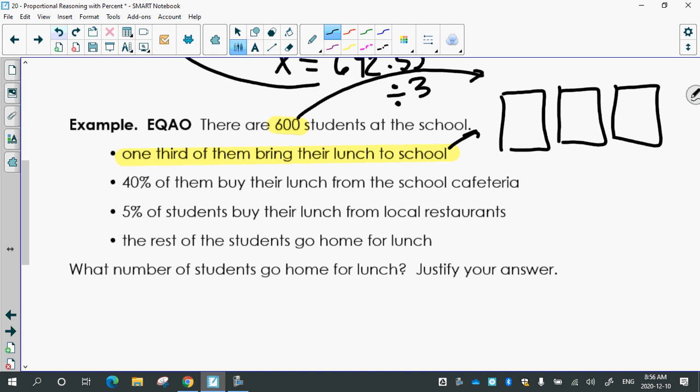So let's try it out. 600 divided by 3 is 200. So if I put 200 in each group, does that add up to 600? Does that make sense to everybody? Okay, so 1/3 of them bring their lunch to school. Is everybody good that 1/3 of them is 200? So 200 bring their lunch to school. You know that 200 bring their lunch to school.